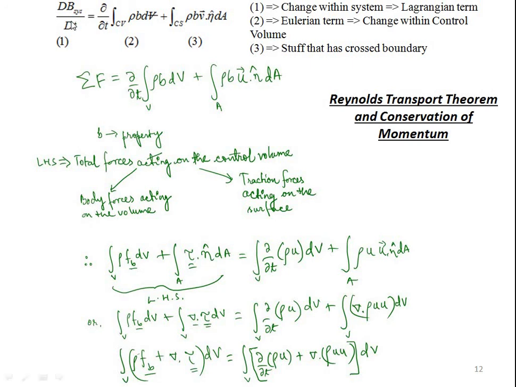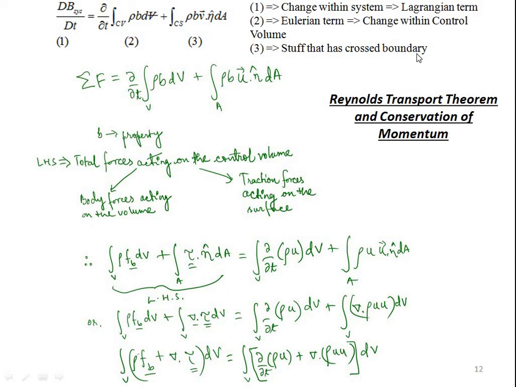So we write our general Reynolds Transport Theorem, where 1, 2, 3: 1 represents change within the system, which is the Lagrangian term. 2 is our Eulerian term, which represents change within the control volume. 3 is the stuff that crosses the boundary.